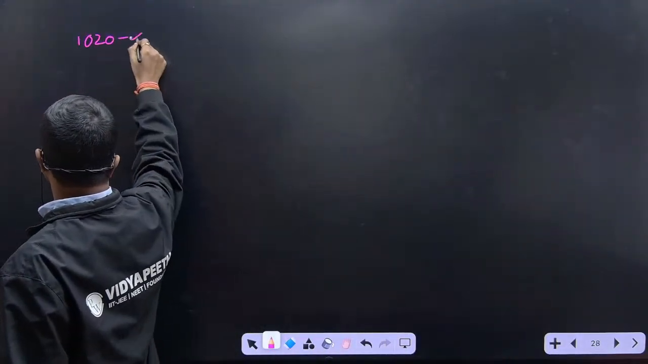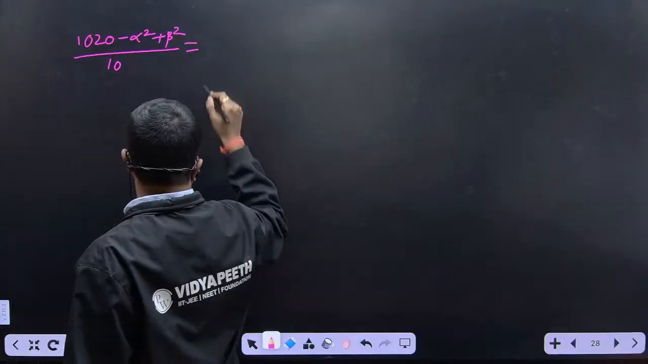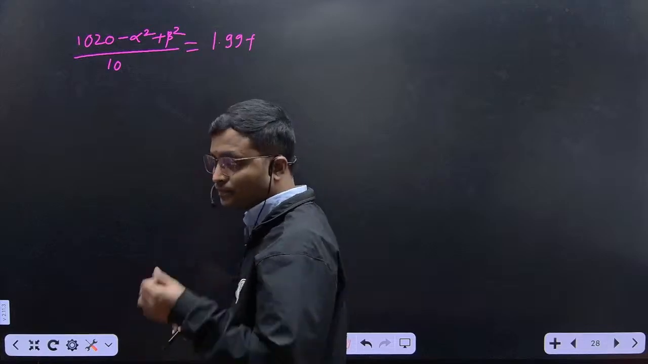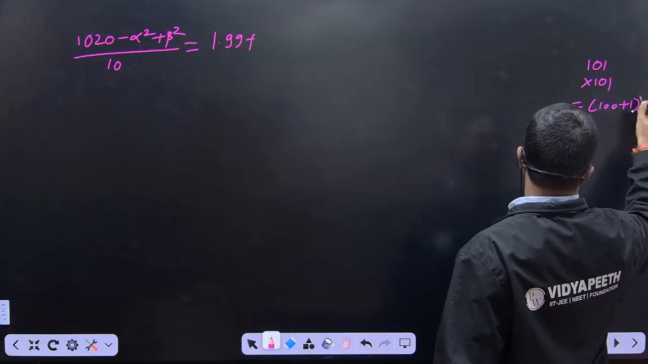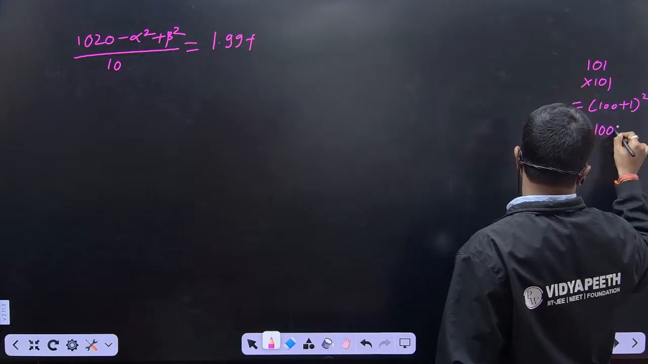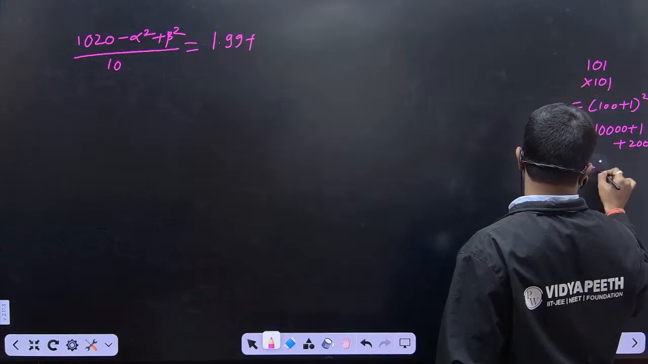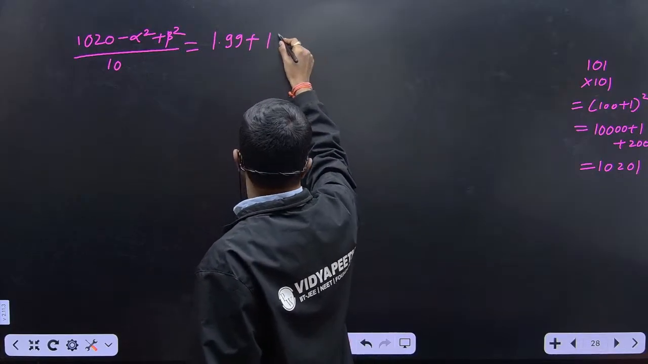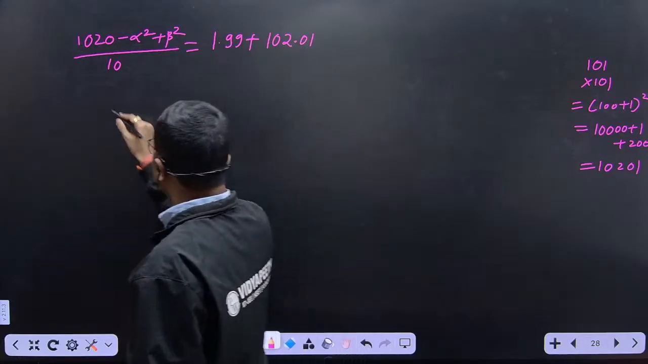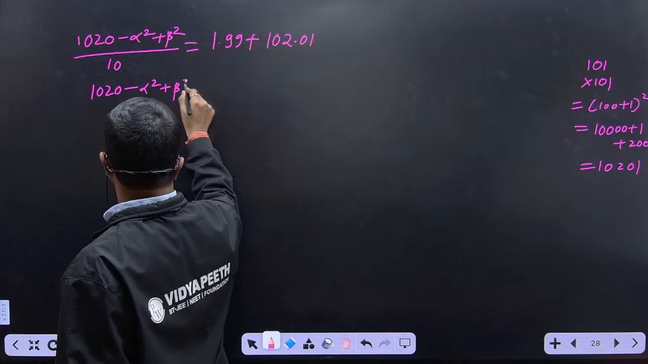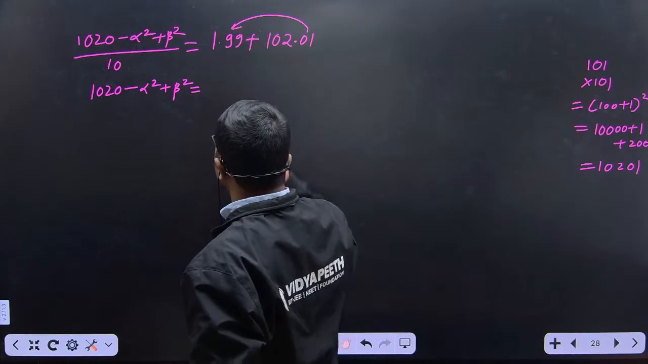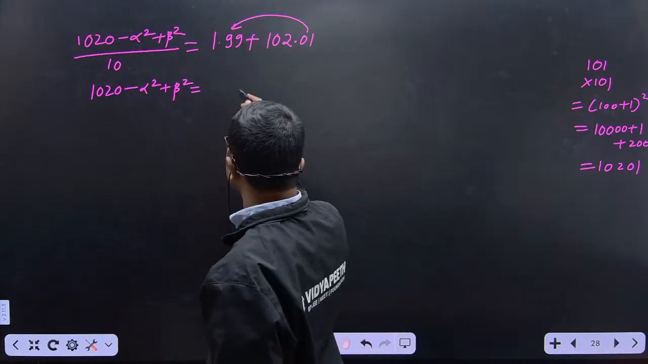1020 minus alpha square plus beta square by 10 is equal to 1.99 plus 10.1 square. So 10.1 square means just do 101 into 101. So that is 100 plus 1 whole square. Use the a plus b whole square formula. So 10,000 plus 1 plus 200, that is 10201. So 10.1 square is 102.01. Now 1020 minus alpha square plus beta square is equal to, what is this addition? Just 102 plus 2. Just send this 0.01 to here, you get 2 plus 102, that is 104.